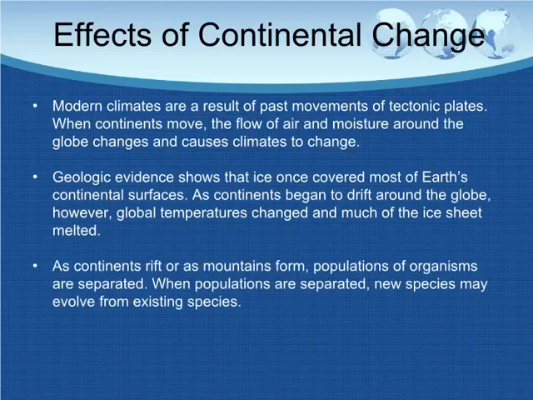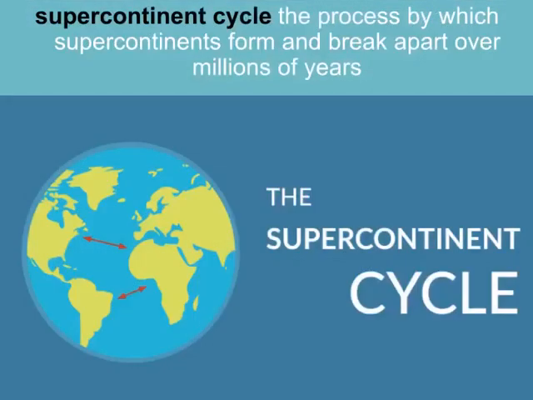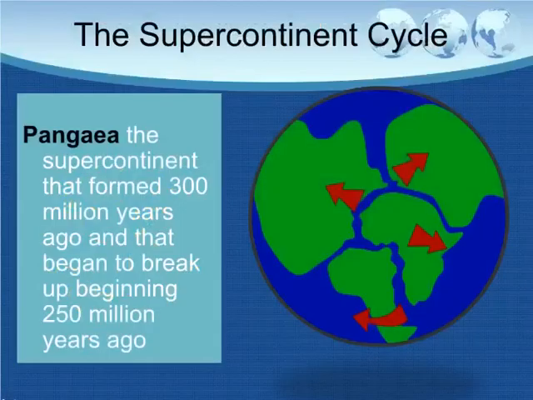As continents rift or as mountains form, populations of organisms are separated. When populations are separated, new species may evolve from existing species. Supercontinent cycle: the process by which supercontinents form and break apart over millions of years. Pangaea: the supercontinent that formed 300 million years ago and that began to break up 250 million years ago.